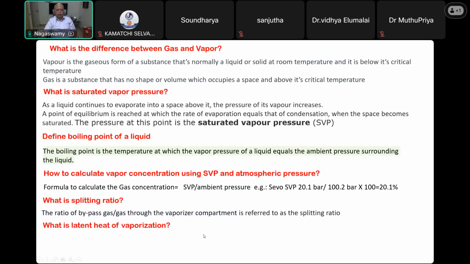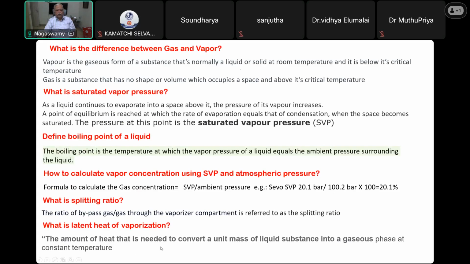What is latent heat of vaporization? It is the heat provided by the molecules at the base of the container to maintain constant vaporization. It is the amount of heat needed to convert a unit mass of liquid substance into the gaseous phase at constant temperature. The amount of heat required to convert a unit mass of liquid into its gaseous form at a constant temperature is called the latent heat of vaporization.